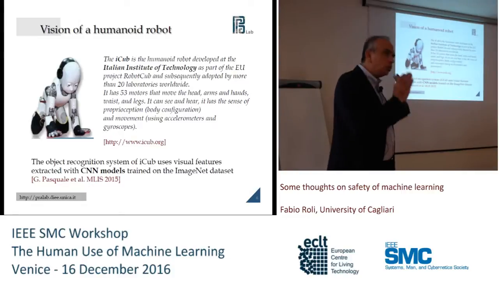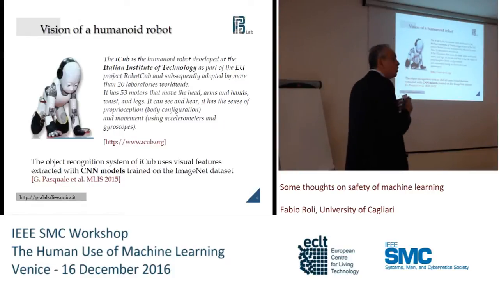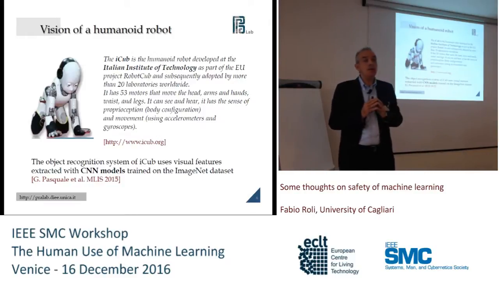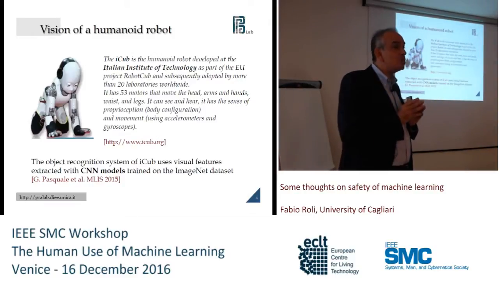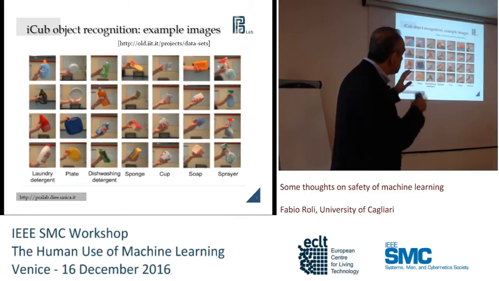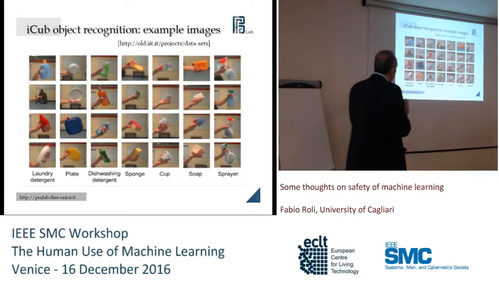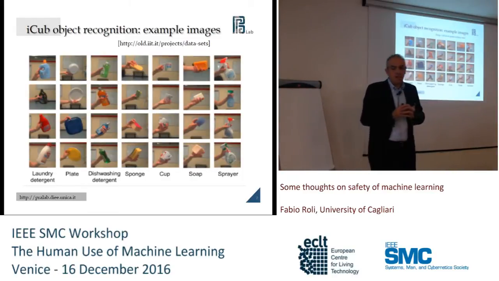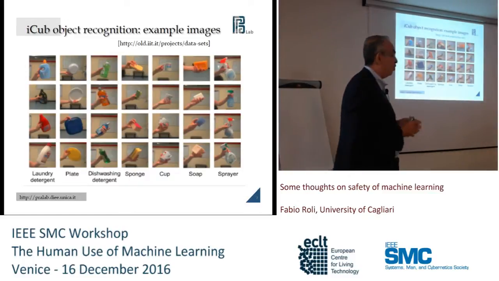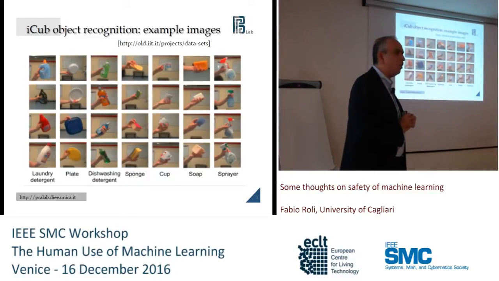But now I want to focus on the vision capabilities of iCub, and in particular on the object recognition capability, because it's the main visual capability that this robot has. It's able to recognize a quite large set of objects. Examples here are, let's say, common use objects. You see plate, cup, soap. This is just a few examples.